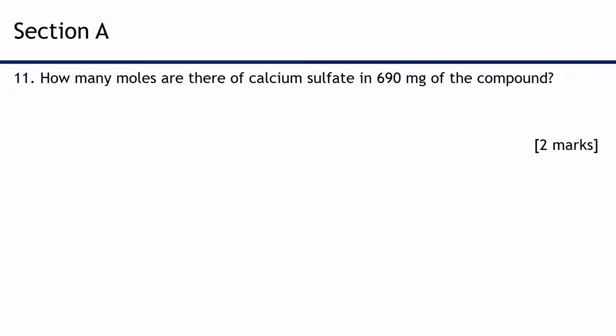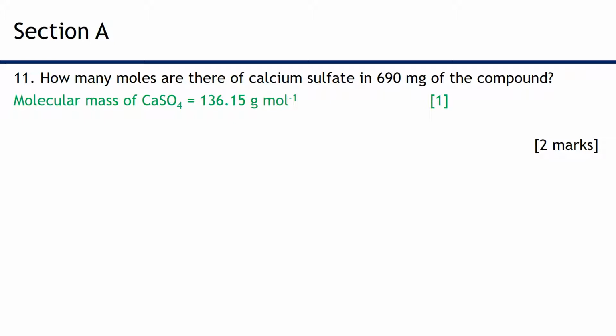Question 11. How many moles are there of calcium sulfate in 690 milligrams of the compound? So the way you want to go about solving this question is to first of all work out what the molecular weight of calcium sulfate is, or the molecular mass, which is 136.15 grams per mole if you go off the numbers that are given to you in your periodic table.